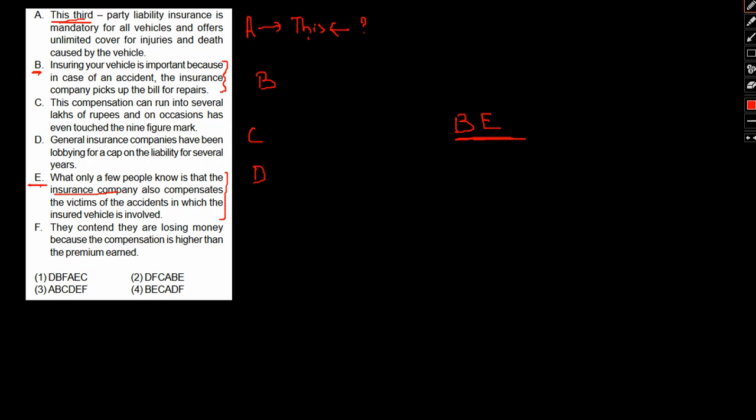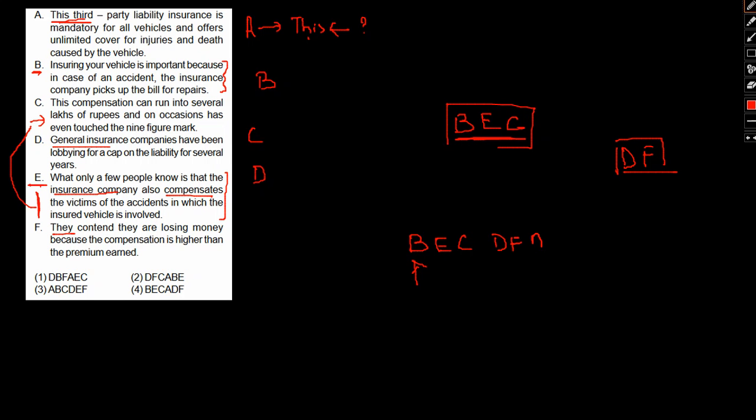Now B is done. Take a look at this compensation we are talking about. This compensation can run into several lakhs of rupees, and on occasion has even touched the 9-figure mark. It will be followed by C, because this elaboration has been emphasized in point C. So BEC will be next. F: They contend they are losing money. Who is they? General insurance companies. So D and F will be another pair. BEC will be one, and let's try to incorporate A. We have BEC, we know B will start and EC will follow. Now either it will be DFA or BECADF.